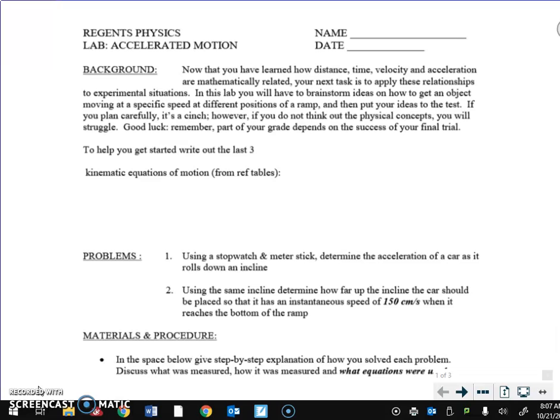I'm going to walk you through the motion of a car going down a ramp. I call this the accelerated motion lab, where you're going to apply those kinematic equations you've been working on to a physical situation. And you have two goals.